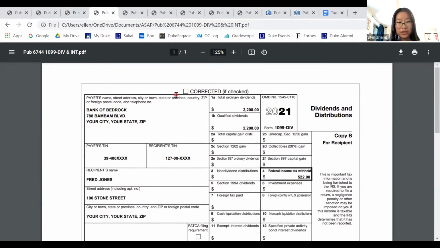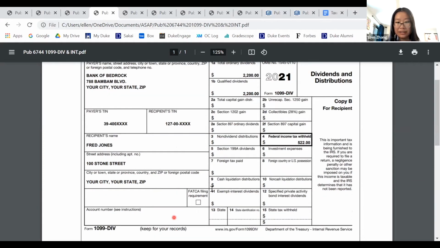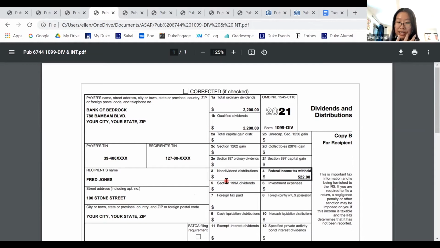So first we have our basic information: the payer, usually your bank, and their identification number. This is your identification number, otherwise your Social Security number or ITIN, and then more basic information such as your name and street. There we go. And now we look more at the numbers in the boxes.